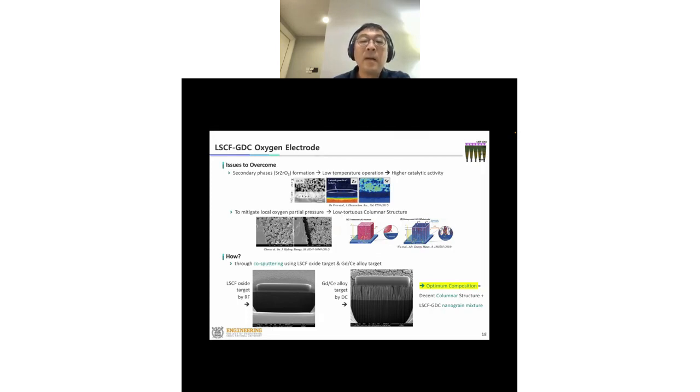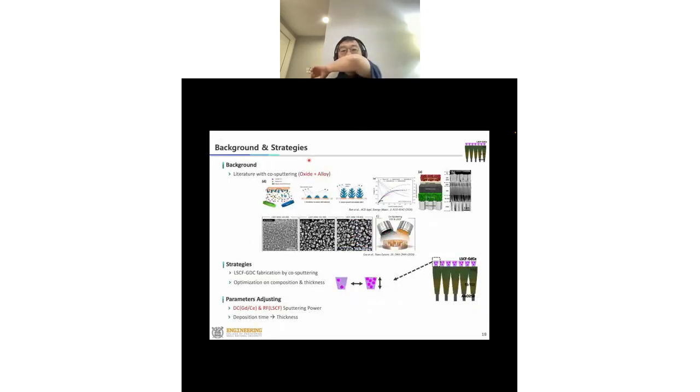So we made this kind of low temperature operation structure by sputtering, and what we tried is so-called co-sputtering. We have one target which is LSCF, a well crystallized target, and then we use a GDC alloy target. So it's basically metal, and these two targets are co-sputtered at the same time to produce this mixture of LSCF and GDC electrode.